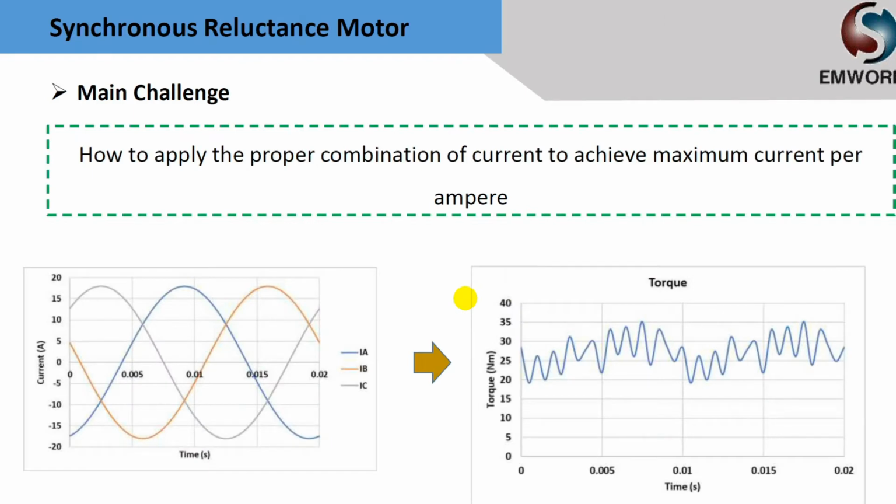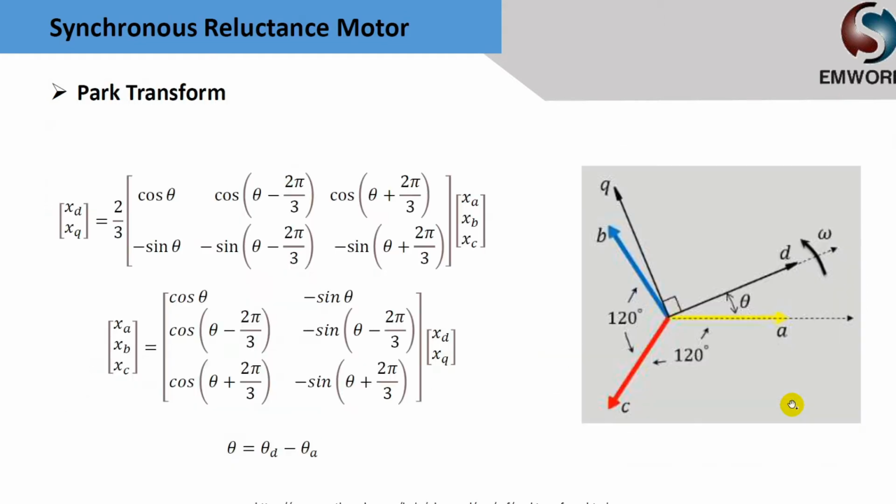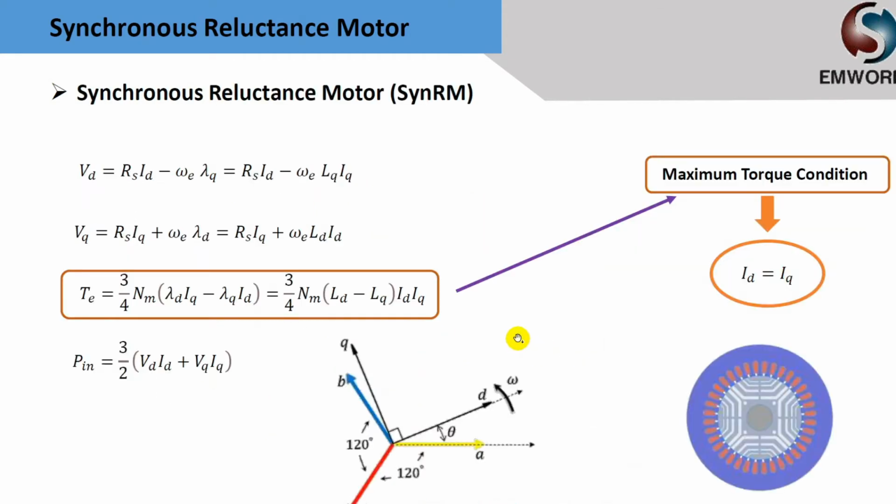The on-load analysis is an essential part of SynRM simulation, and in this regard, the main challenge is how to apply the proper combination of the current in order to achieve the maximum torque per ampere. One way to overcome this problem is to use the Park transformation, which converts the ABC frame to a DQ frame, in order to simplify the calculation process. In the DQ system, the maximum torque generation happens whenever the D-axis and the Q-axis currents are equal.